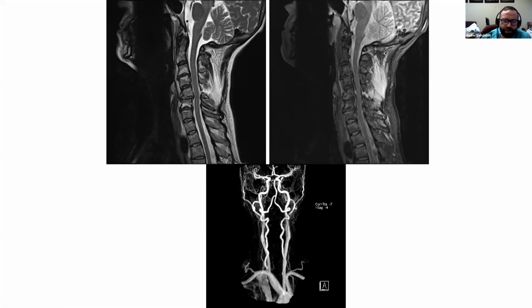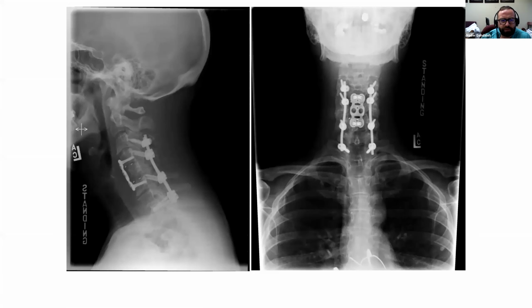Yeah, absolutely. The most important thing with these injuries is just not to miss an unstable injury and treat it with a neck collar. That's the most important thing. The approach, back versus front-back, these are all correct thoughts and answers. For this one, I did a front-back.